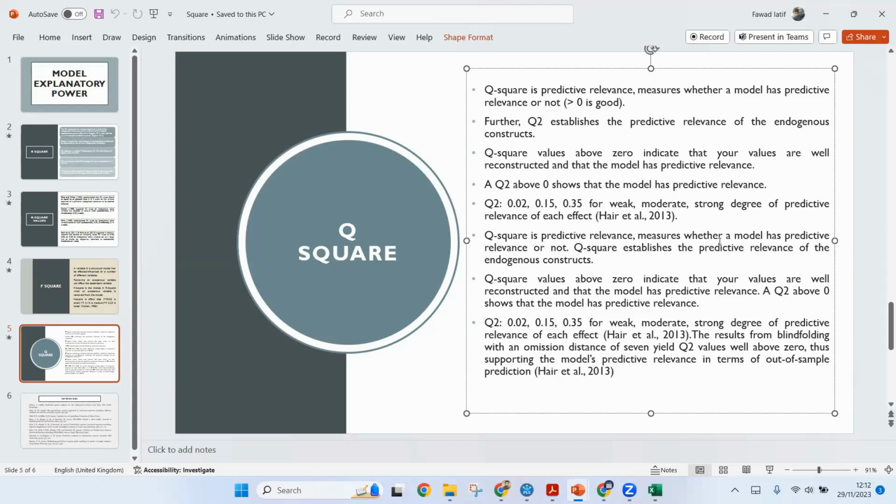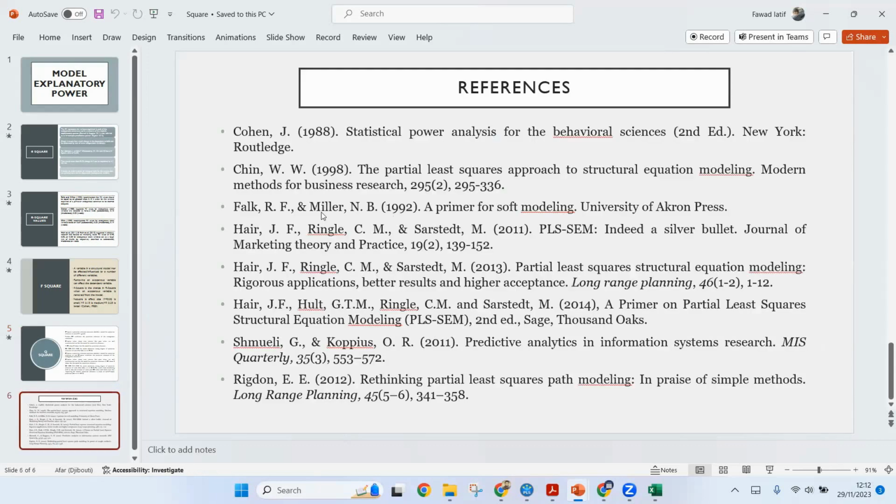Q square establishes the predictive relevance of the endogenous construct. Q square values above 0, we have already talked about, and this is again a repetition. Now, here are the references for all these. You will need these references when you are writing your paper, so I'll share this at the end of the session.